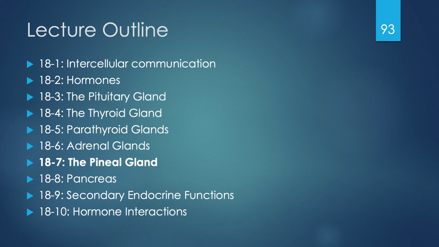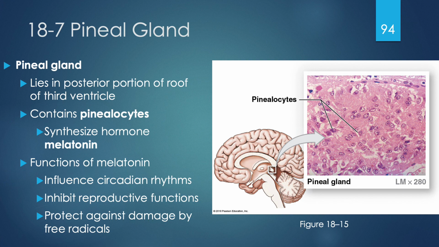Now let's look at section 18.7, the pineal gland, the one other component of our endocrine system that might actually be smaller than our parathyroid glands. The pineal gland is small but mighty. In the central nervous system, it's in the posterior aspect of the roof of the third ventricle and contains pinealocytes, which are the primary cell type of the pineal gland. Pinealocytes synthesize melatonin, which some of you are probably already familiar with because you may have taken it as a nutritional supplement. Melatonin has a number of different functions, and the first and most commonly known is that it influences our circadian rhythms, which is our sense of day versus nighttime.